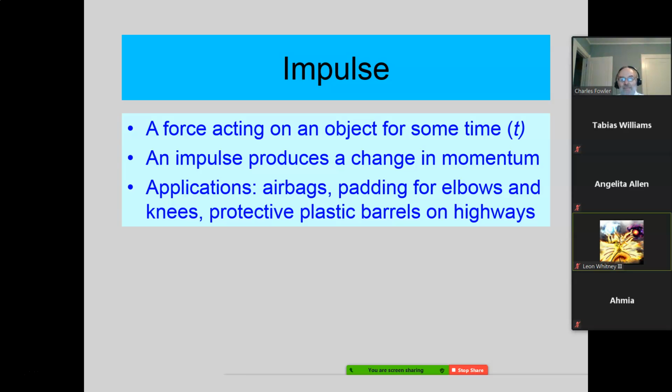Now, impulse is a really interesting concept. Impulse is a force acting on an object over some time period, for some time interval. I like to call that delta t. The book just calls it t, but it's not a time of day type thing. It's a time interval, delta t. Now, here is a key statement: an impulse produces a change in momentum. That's the key here.